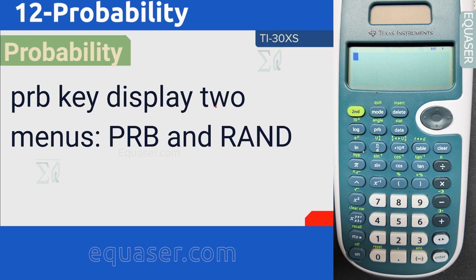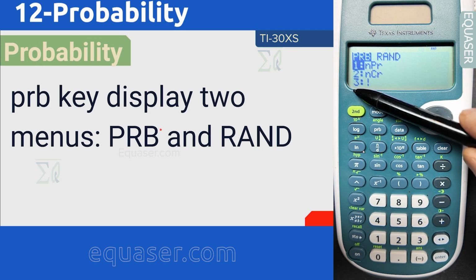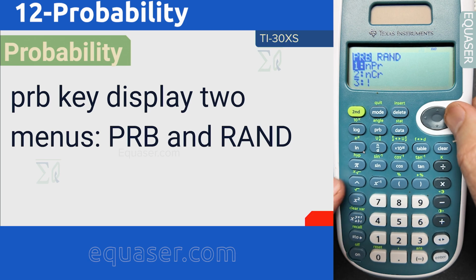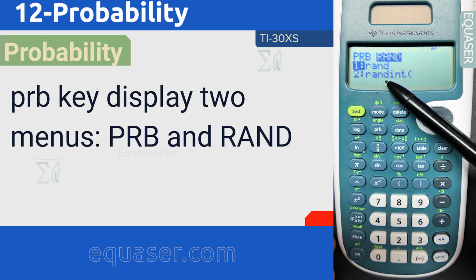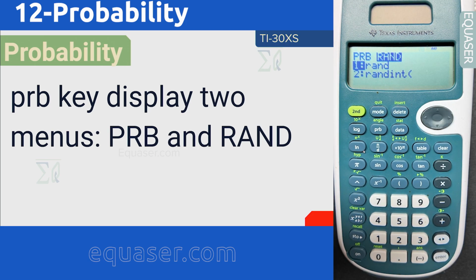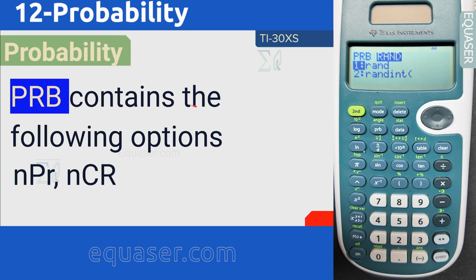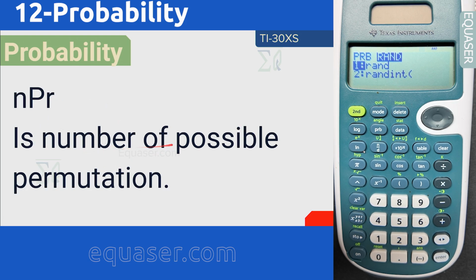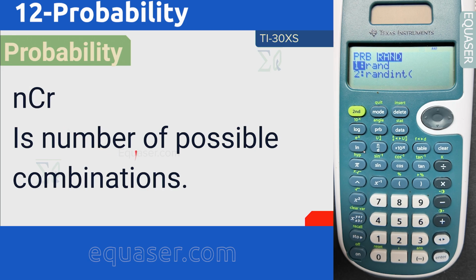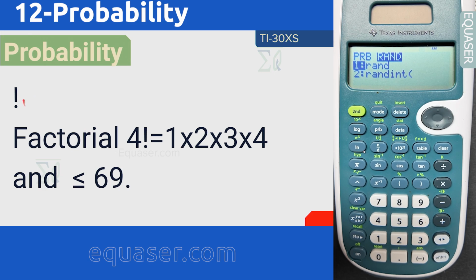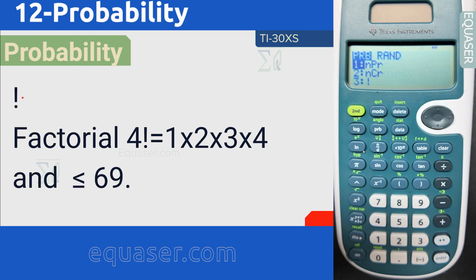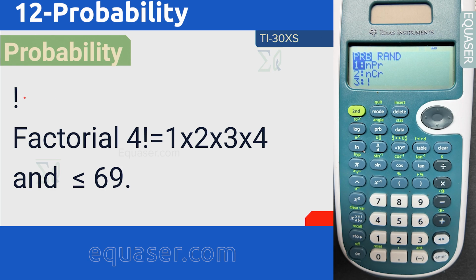The PRB key displays two menu options. If I press PRB, we will see PRB and RAND. I can go to the right and see the options available with the left or right arrow. PRB contains the following options: NPR and NCR. NPR is the number of possible permutations, and NCR is the number of possible combinations, in simple terms. And then we have factorial. If I go to the left, we will see we have factorial.